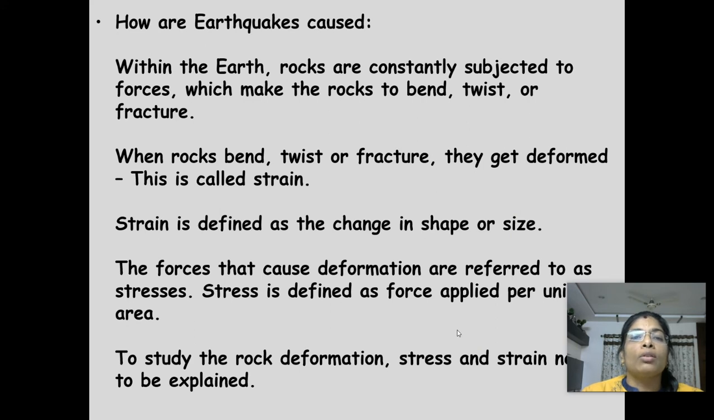How are earthquakes caused? Within the earth, rocks are constantly subjected to forces which make the rocks bend, twist or fracture. When a rock bends, twists or fractures, it gets deformed, and this is called strain. Strain is defined as a change in shape or size. The forces that cause deformation are referred to as stresses. A stress is defined as a force applied per unit area.